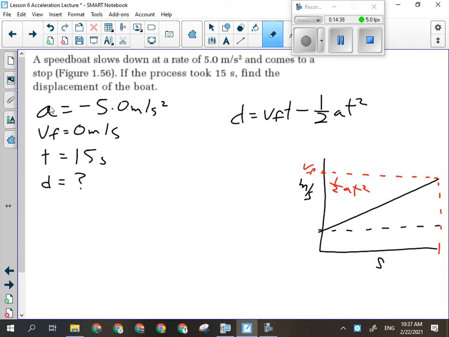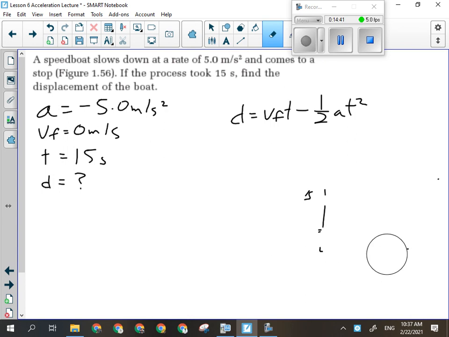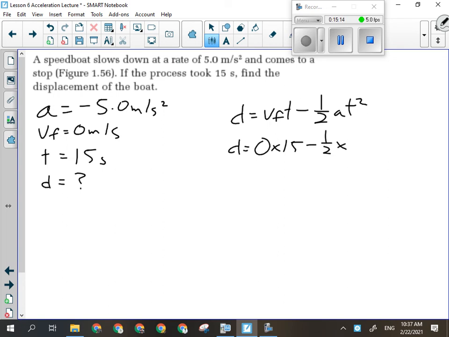So for this formula then, we're being asked to find D, so that's good. We don't actually have to manipulate it. We're just looking to plug in our numbers. So 0 times 15 seconds. Do I even need to write that if I'm doing this? No, because 0 times anything is 0. On this one, I do have a tendency to write it, however, because I need to remember that I'm subtracting something from that 0. In other words, I have to be careful about my signs and whether I get positives and negatives. So minus 1/2 times negative 5 meters per second squared times 15 seconds, and that's squared.